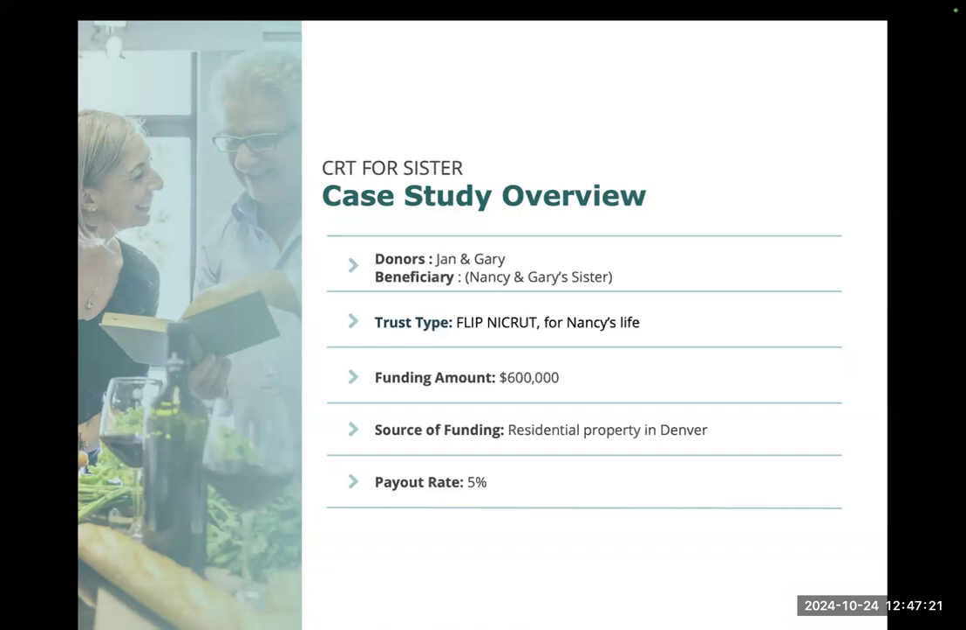5% to Nancy for the rest of her life. The reason that I pointed out that this was one of the largest private universities in the world, and certainly in the United States, is they have an elite plan giving program. Why would they need us? Sometimes it's really important to have a buffer between you and these types of transactions.